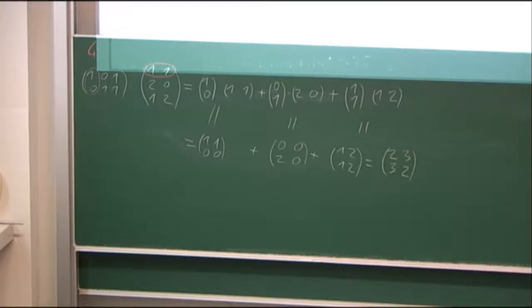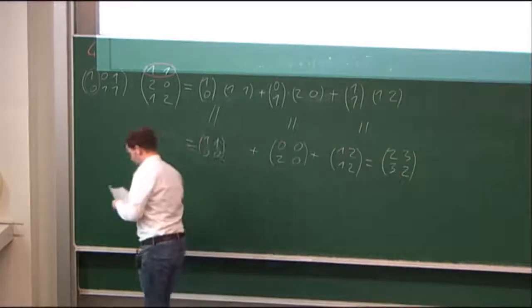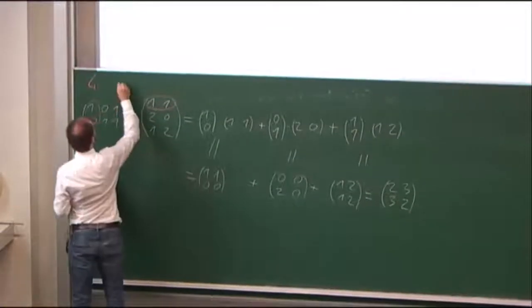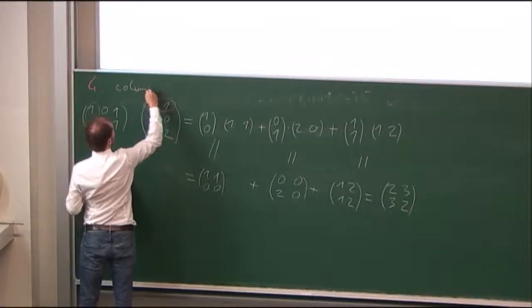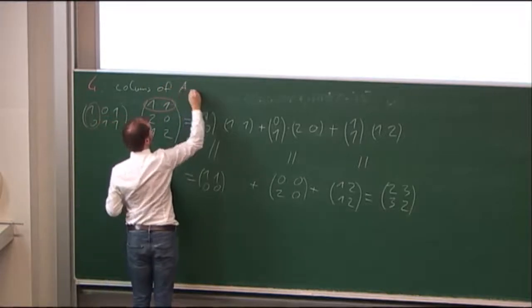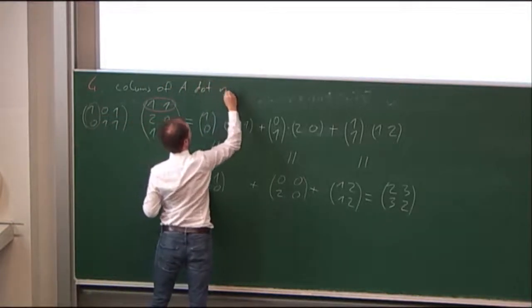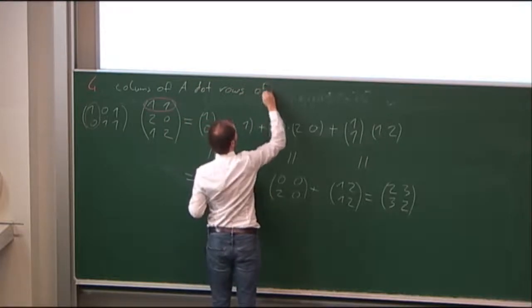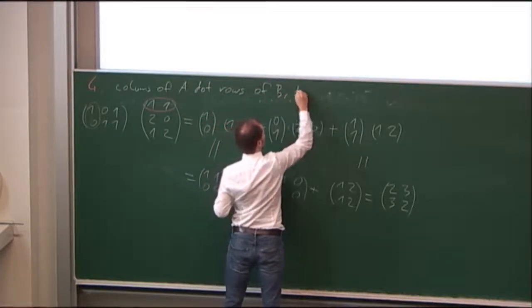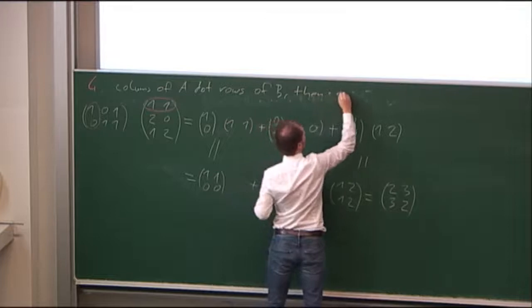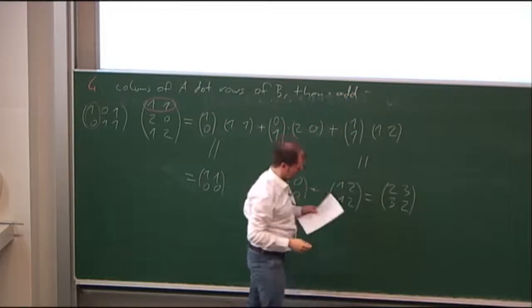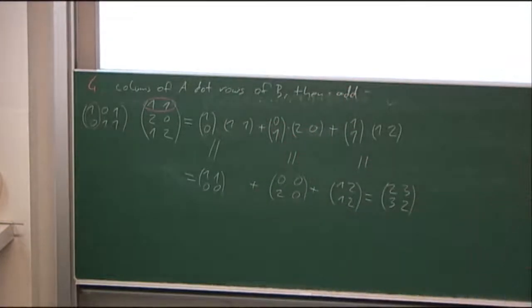And then we have a fifth way, which I hope fits here. Okay, this is columns of A dot rows of B, then add. And the fifth way is block multiplication.